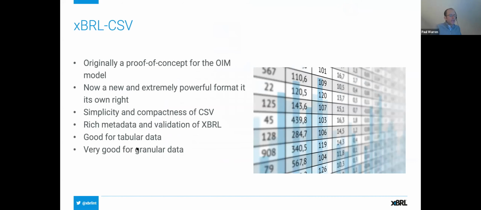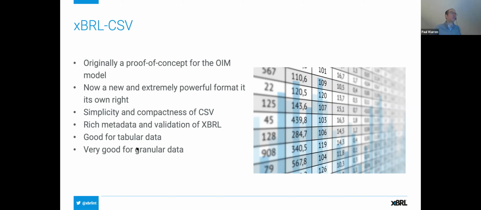And xBRL-CSV was originally a proof of concept for the OIM model. When we started out on the OIM initiative a number of years ago, we agreed that we should have 2 example concrete formats other than XML as a proof that the model worked. And the first of those was easy. We chose JSON for that. And then we thought, well, we better have another one. We thought, well, let's use CSV. But at the time, we thought this was really just a proof of concept thing.